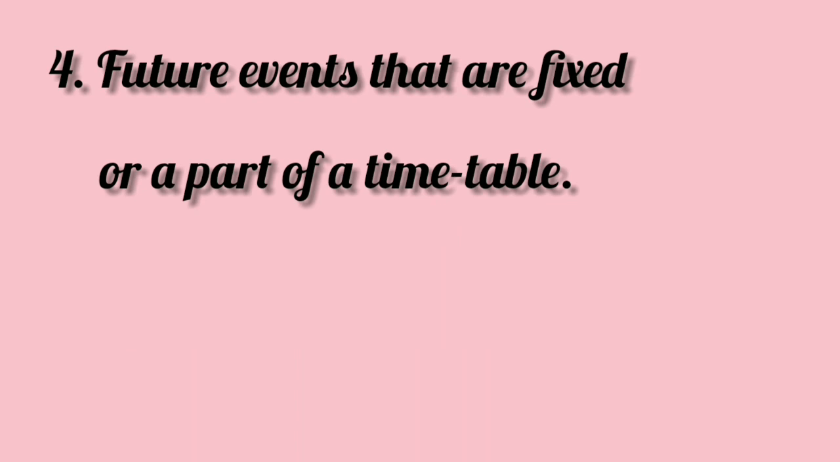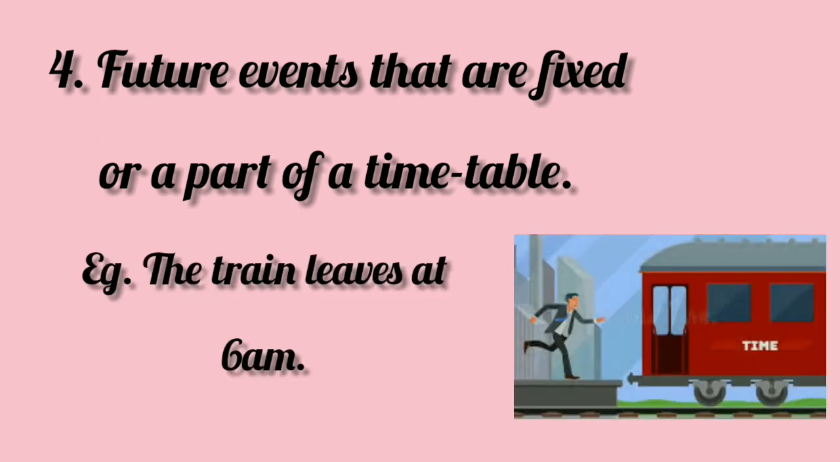The fourth use is for future events that are fixed or part of a timetable. Example, the train leaves at 6 a.m. Here the verb leaves is in the simple present tense and it is talking about an event which will happen in the future, but it is fixed and we know that it is definitely going to take place.